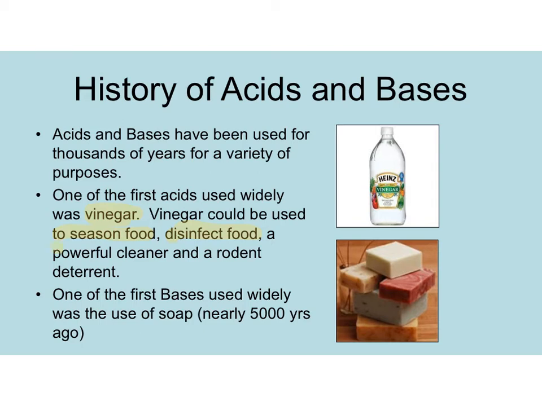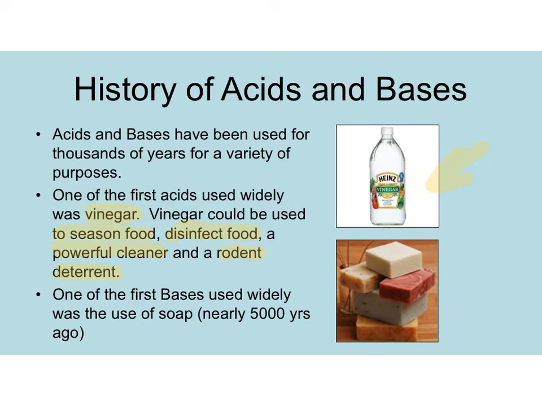It's a very powerful cleaner, so you can use vinegar to clean things as well. And it's also a rodent deterrent, okay, because rodents also don't like the taste of it because it's so acidic and it kind of burns their tongue. So that's a very, very popular acid that we use. Okay, vinegar is also known as acetic acid or glacial acid. Okay, there's just two other names for it.